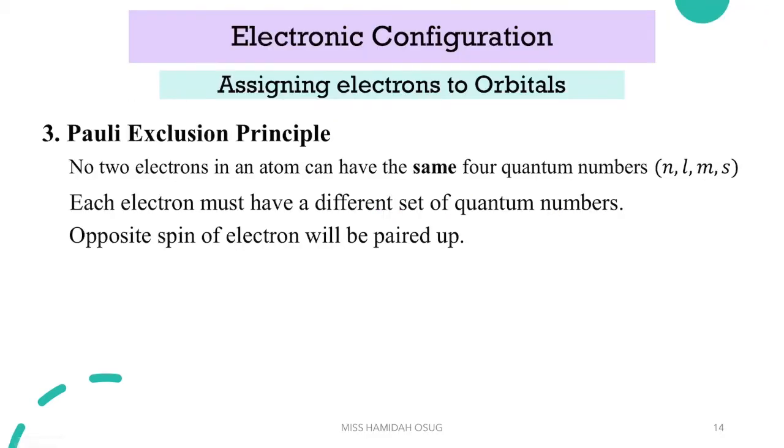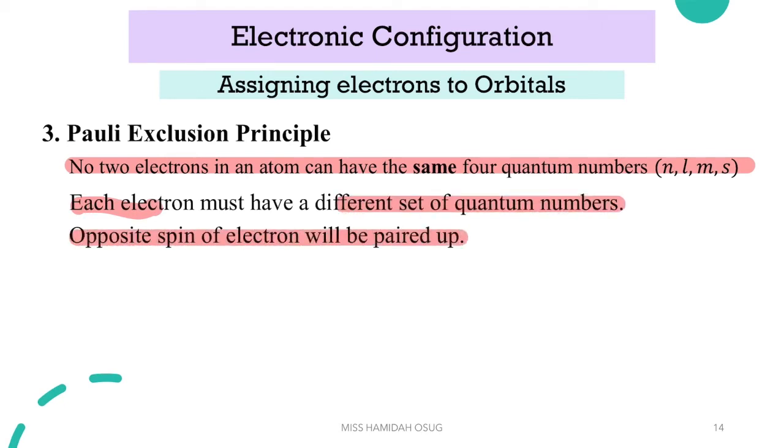Next, let's take a look at the Pauli exclusion principle. So what does Pauli say? No two electrons in an atom can have the same 4 quantum numbers. Do you still remember n, l, m, s? So meaning to say, each electron must have a different set of quantum numbers. That's why the opposite spin of electrons will be paired up.